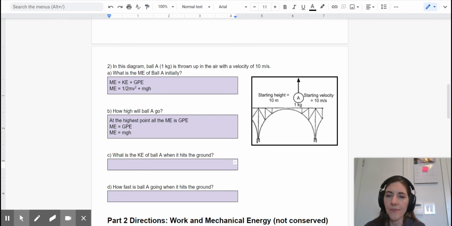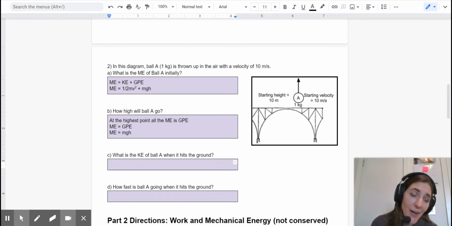Now, what's the KE of ball A when it hits the ground? This one is also easy because when it hits the ground, that means it has no more GPE. All the GPE has been converted into kinetic energy.